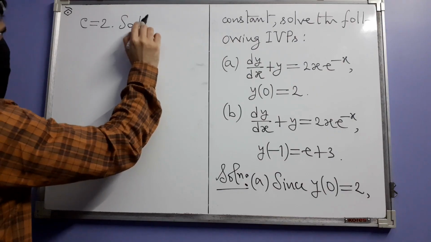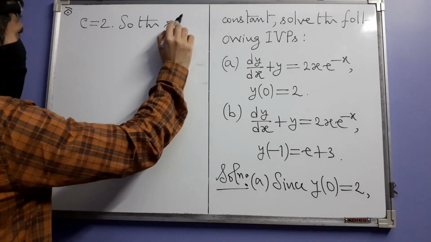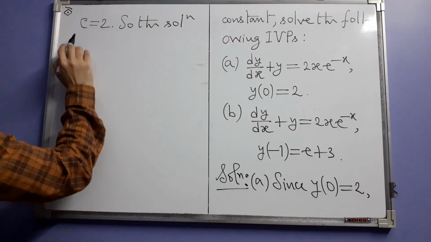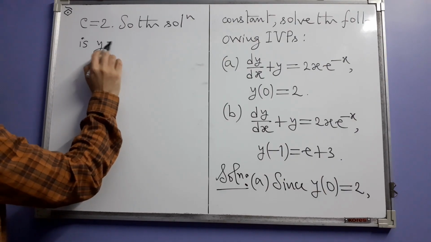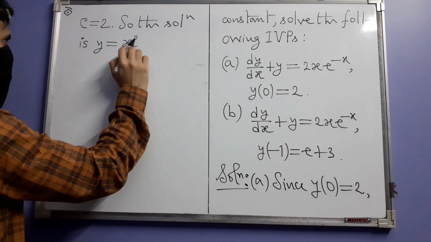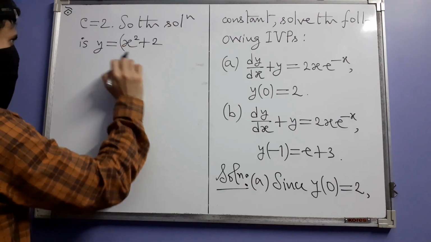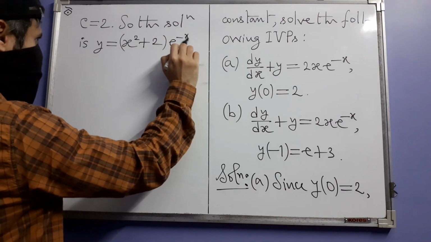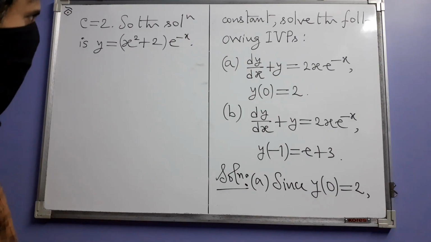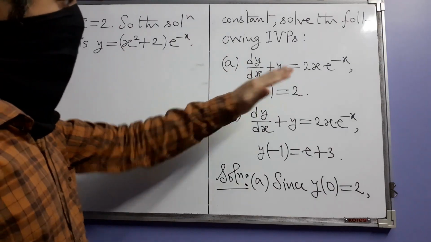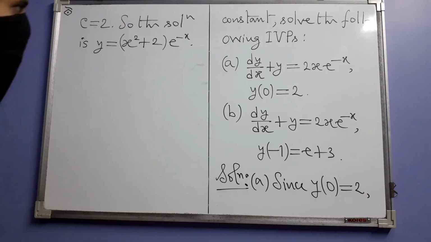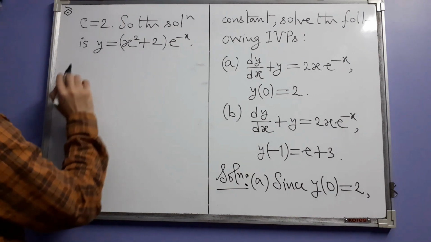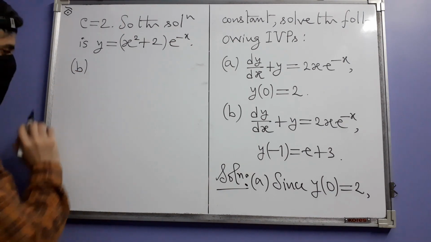So the solution, let me write like this, to the IVP is y equals x square plus 2 times e to the power minus x. Not only does this satisfy the differential equation, but it satisfies this supplementary condition as well. So that is part A.